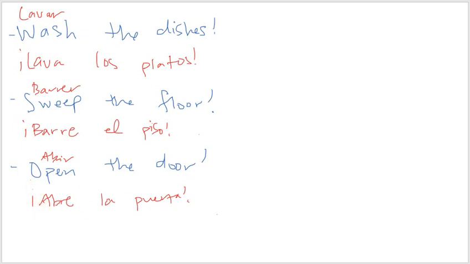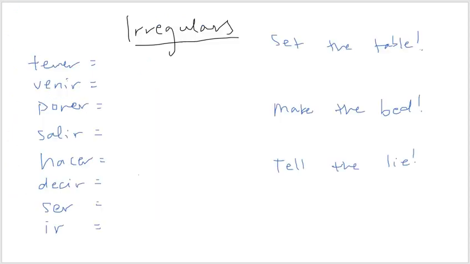Okay, so it's pretty simple. Again, just the él, ella, usted version of the verb. There's a couple things that are complicated, though. First of all, we have some irregulars. For example, tener, remember, to have, venir, to come, poner, to put, salir, to leave or to go out, hacer, to do or to make, decir, to say or to tell, ser, to be, and ir, to go.